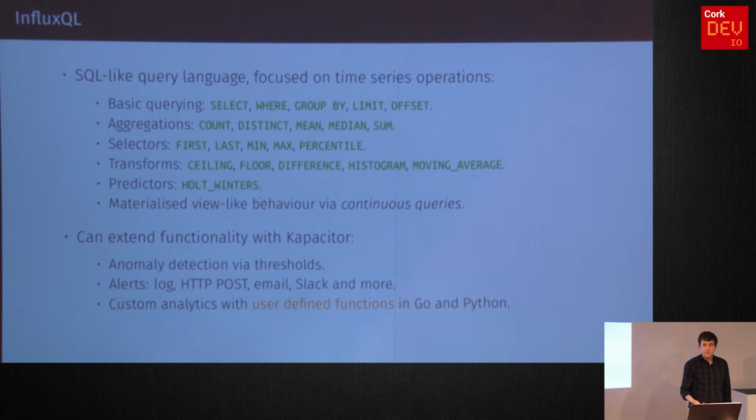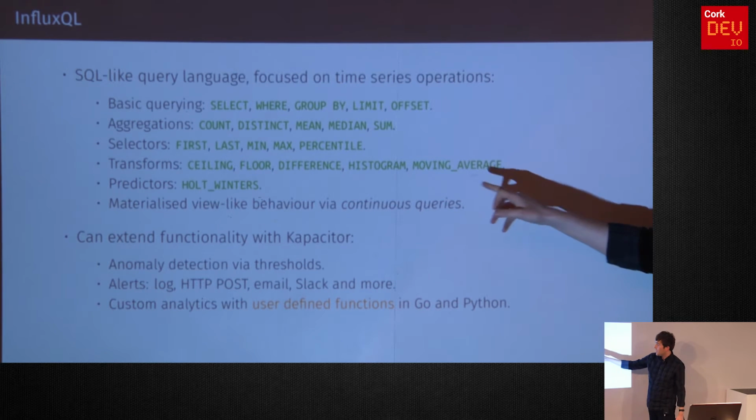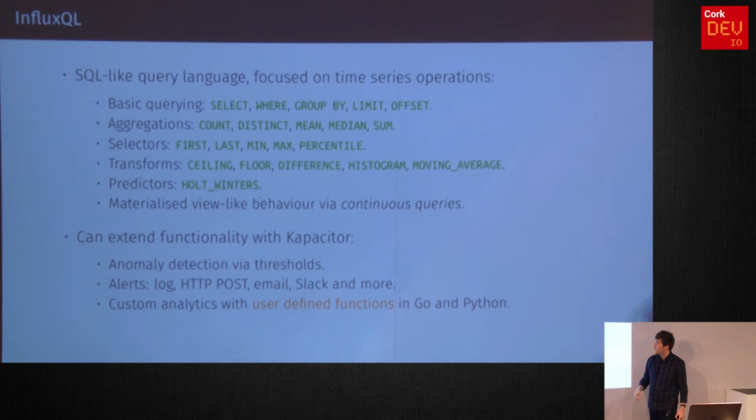You've got some aggregations in there, so you can do counts. You can find out the number of unique elements. You can do things like mean, median, sums. You can do selectors, stuff like first, last, min, max, percentile. You can do transforms as well, so you can do really fancy things here, like histograms and moving averages. And then finally, you can do things like prediction with Holt-Winters. Holt-Winters is like an exponential smoothing algorithm.